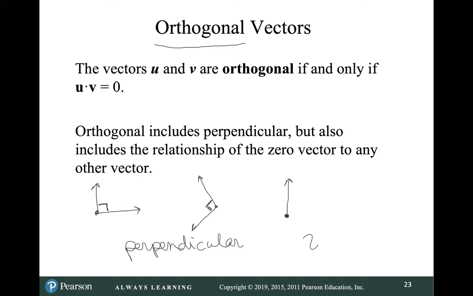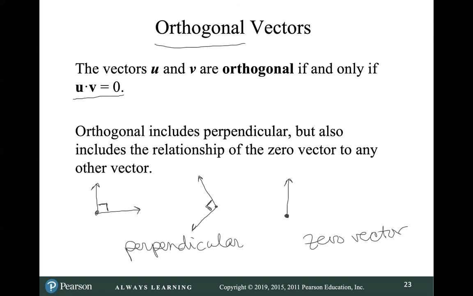Okay, so we call both of these cases, perpendicular and the case with the 0 vector, together called orthogonal. So if I know that the dot product is 0, that doesn't necessarily mean that the two vectors are perpendicular, because one of the vectors could be the 0 vector, which can't be perpendicular because it doesn't have a direction. So we have this new word that encompasses perpendicular, but also our new case where we have a 0 vector. And we can always find that out by finding the dot product of the two vectors.